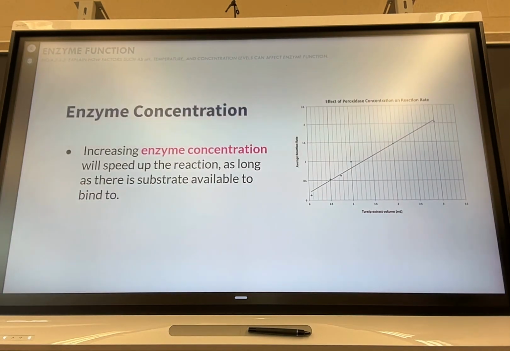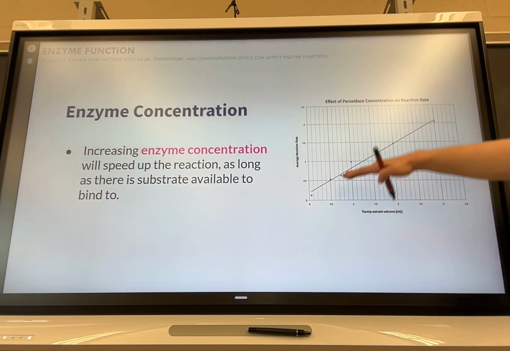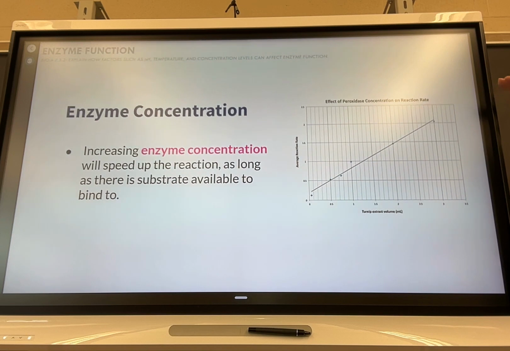Right. The last 2 conditions we're going to talk about are concentration. We're going to talk about enzyme concentration and substrate concentration. Enzyme concentration affects the ability because the more enzyme we have, the better the reaction is going to happen, the faster it's going to happen.